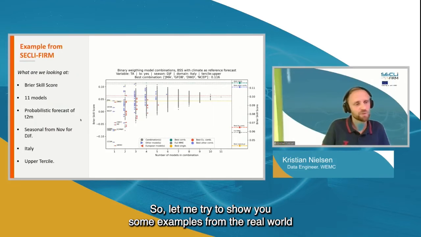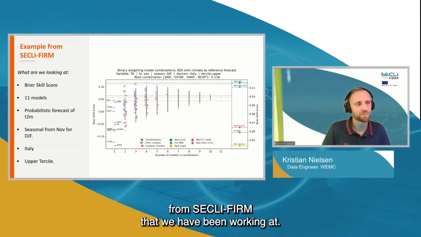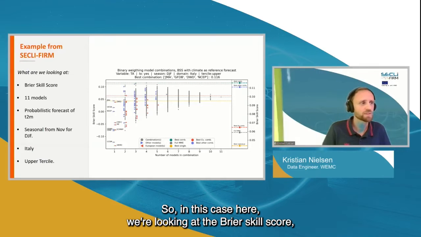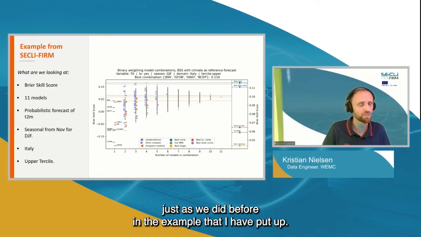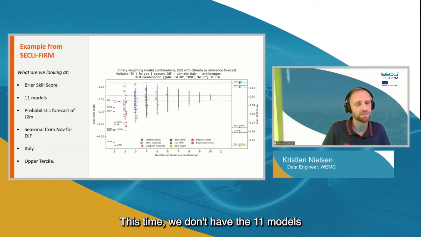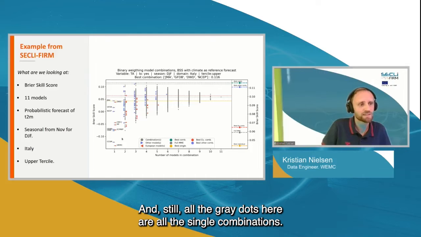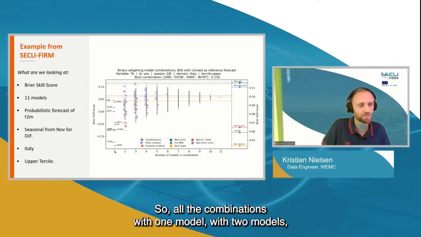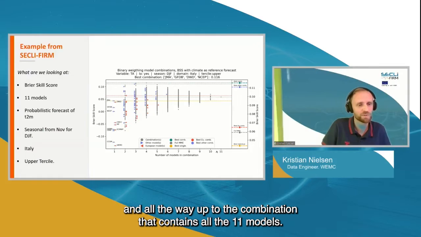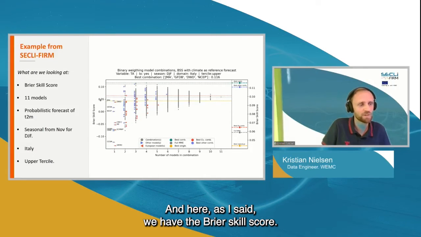So let me try to show you some examples from the real world from SECLI-FIRM that we have been working at. So in this case here, we're looking at the Brier skill score, just as we did before in the example that I had put up. This time we have the 11 models that I also introduced in the table at the beginning. And still, all the gray dots here are all the single combinations. So all the combinations with 1 model, with 2 models, and all the way up to the combination that contains all the 11 models. And here, as I said, we have the Brier skill score.